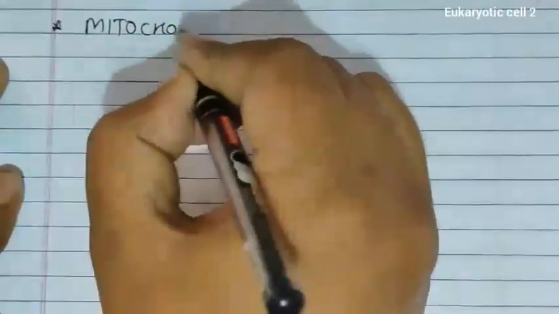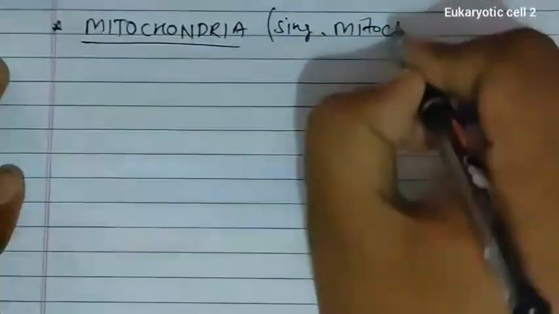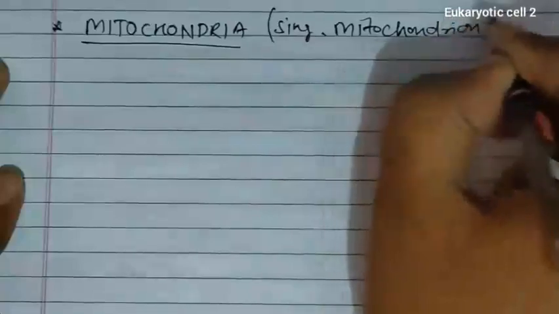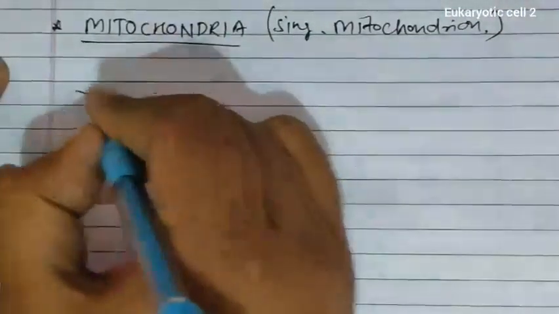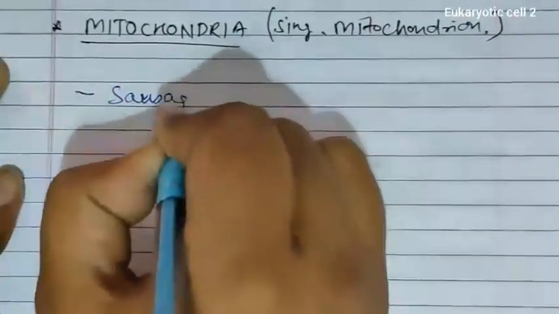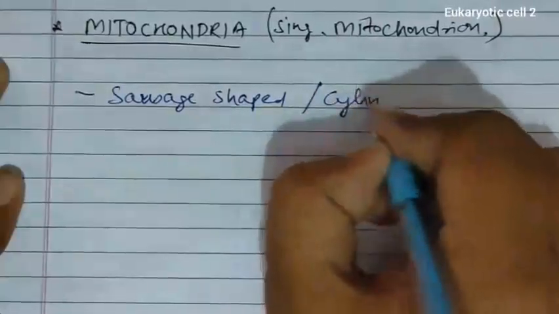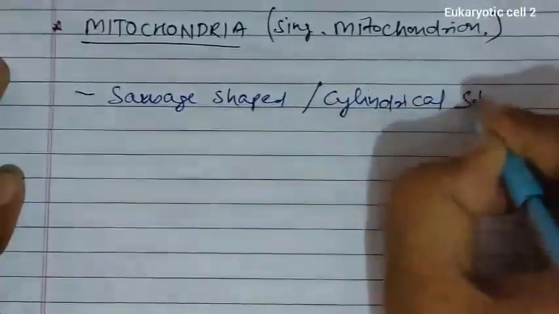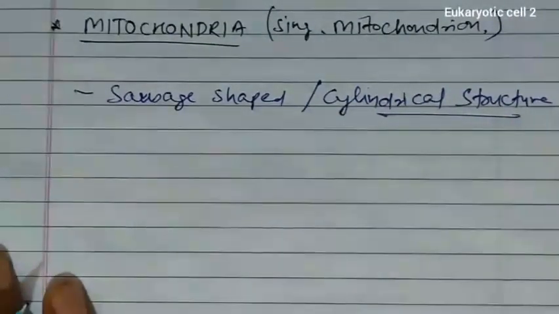Next we talk about another organelle of the cell, that is mitochondria. Now mitochondria is plural, the singular term is mitochondrion. These are sausage shaped or cylindrical structures.